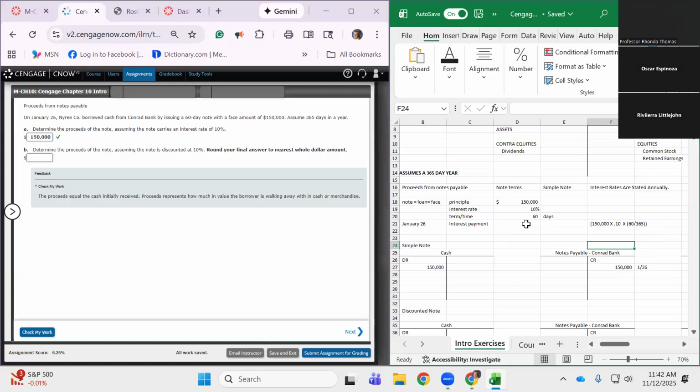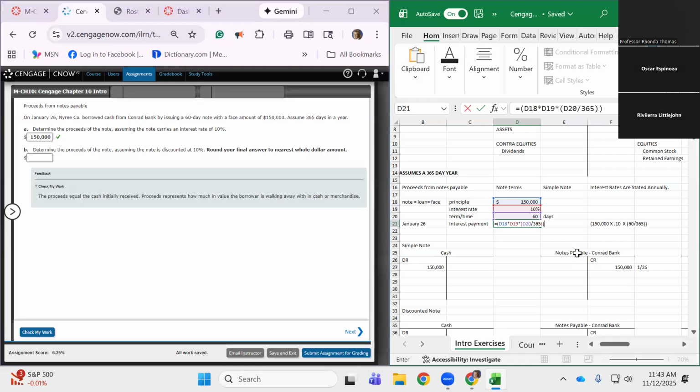So now let me show you that calculated in Excel. So I'm going to say equals, open parentheses, $150,000 times 10% times, open parentheses, 60 days divided by 365, close parentheses, okay? That's why you went to algebra class, by the way. You said you'd never use it. Now you are, okay? Or at least part of it is.